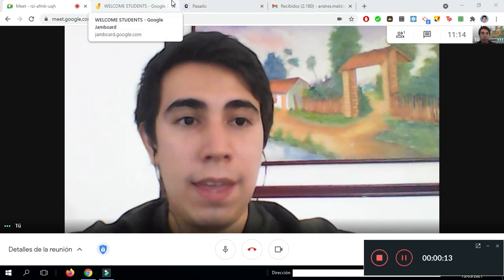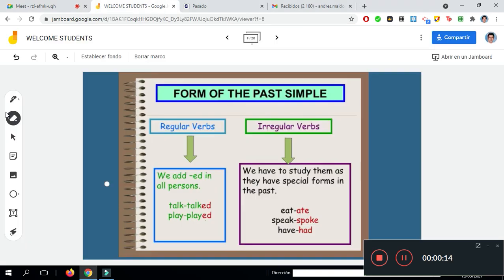So the biggest topic that we're going to study in this content is the past simple tense, or the form of the past simple. The first thing we must know about the past simple is the conjugation of the verbs. In the past simple tense, there are two ways to conjugate verbs, or there are two kinds of verbs. The first verbs are called the regular verbs, and the second are called the irregular verbs.